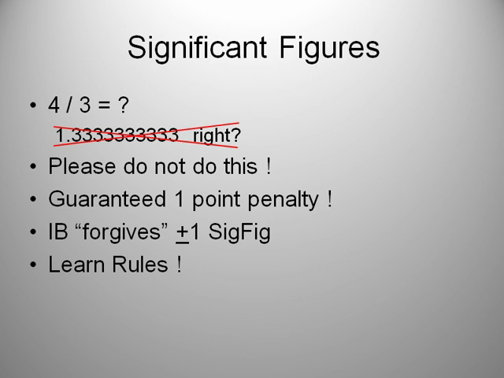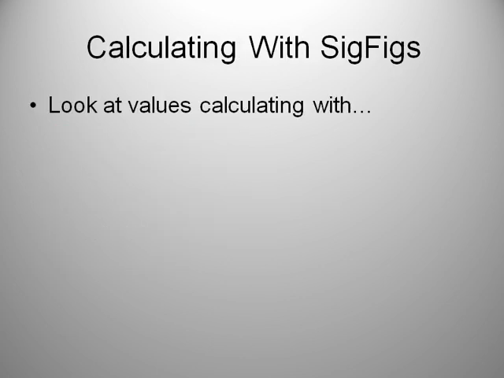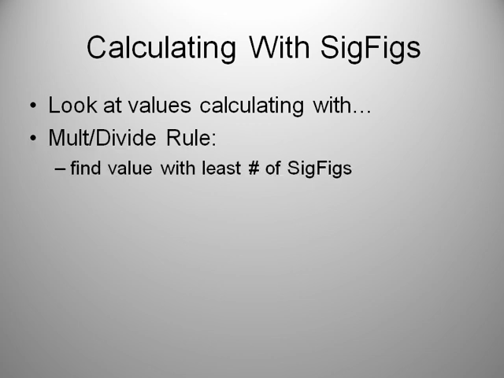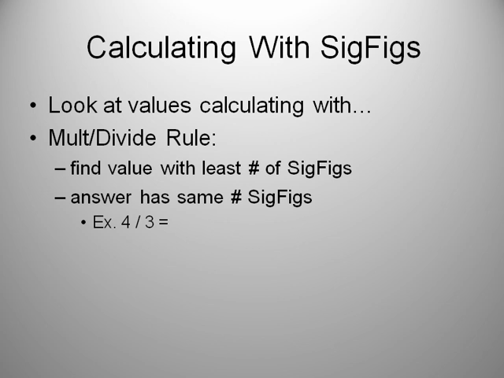All right, let's do an example. We need to look at the values we're actually calculating with. For multiplying and dividing like we just did, we're going to find whichever value has the least number of significant figures, and then the answer will have that same number of significant figures. So in this case, 4 over 3, each of these has one significant figure, the 4 and the 3. So our answer should have one significant figure.